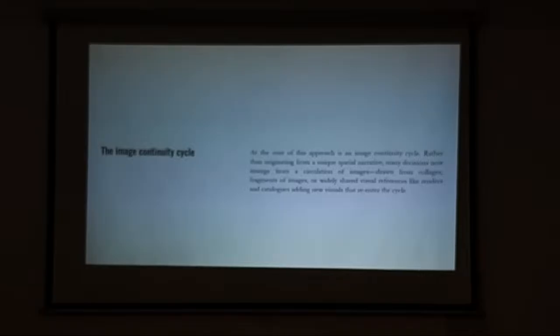The image continuity cycle. At the core of this approach is an image continuity cycle. Rather than originating from a unique spatial narrative, many decisions now emerge from circulation of images drawn from collages, fragments of images, or widely shared visual references like renders and catalogs, adding new visuals that re-enter the cycle.